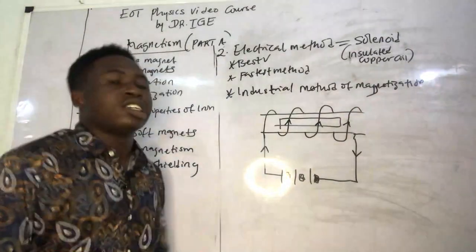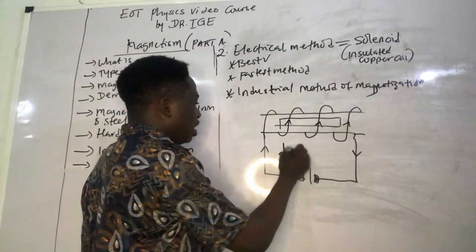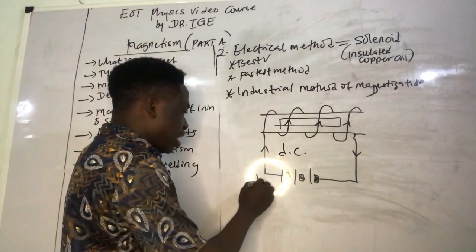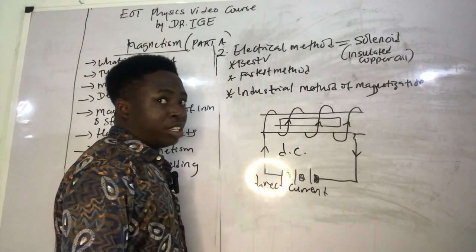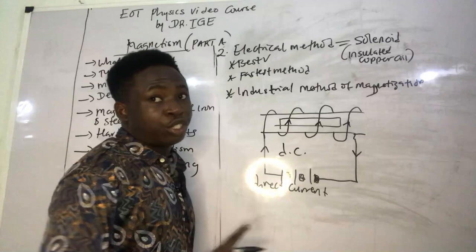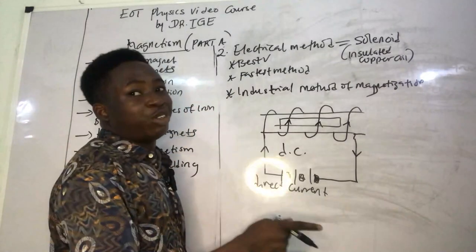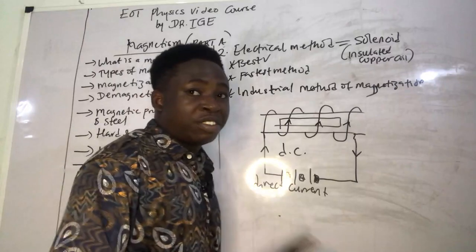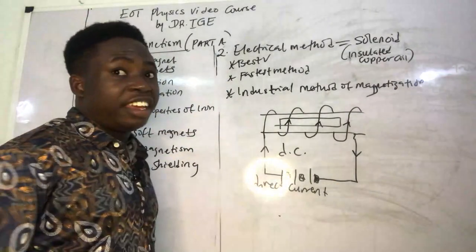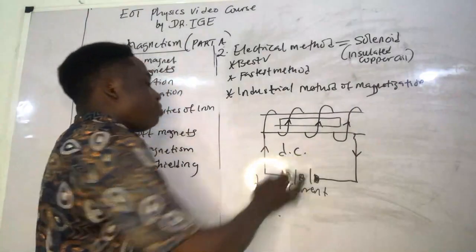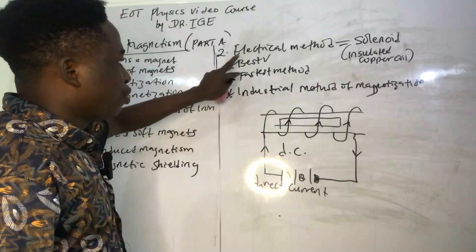Now please take notes. In magnetization using the electrical method, you use what? A direct current, okay? We have direct current and we have alternating current. Direct current flows in one direction. Alternating current flows in both directions. So please take note, we use a direct current. So two things you have to know.